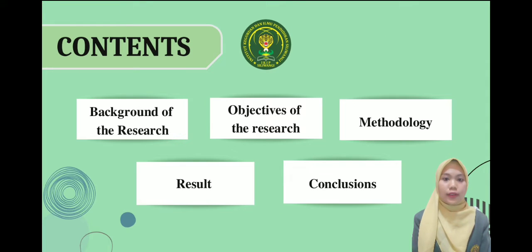The first one is the background of the research. The second one is the objective of the research. The third one is methodology, which consists of research design, subject of the research, and instrument. The fourth one is results, and the last is conclusion.